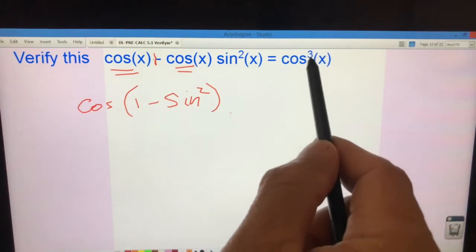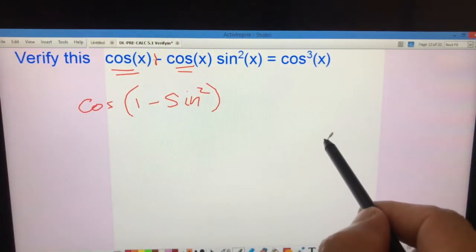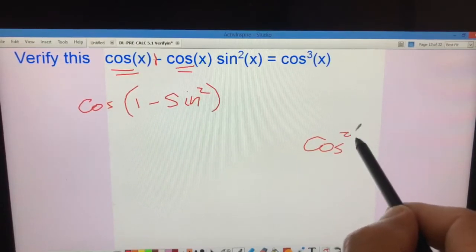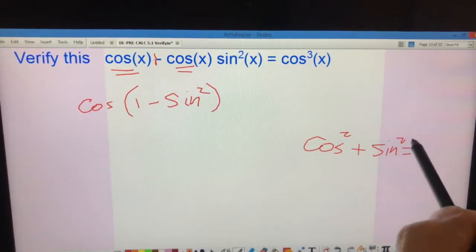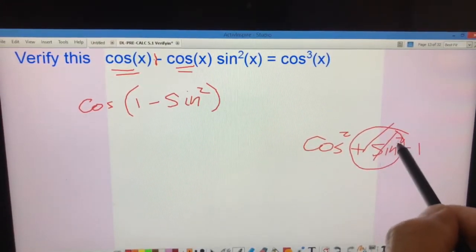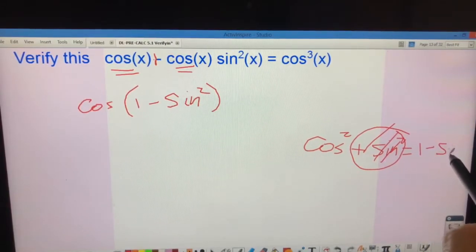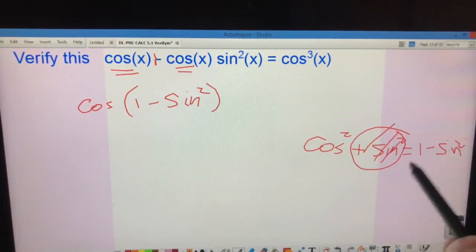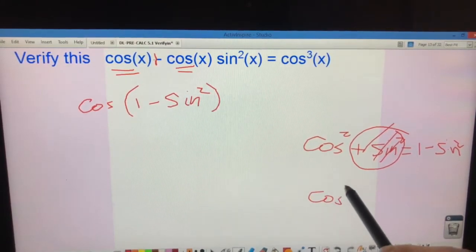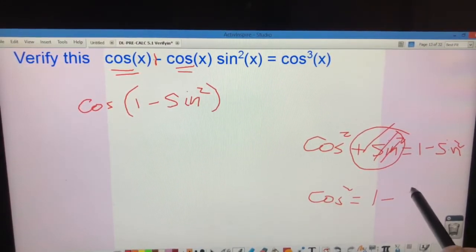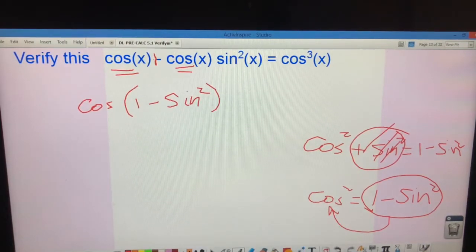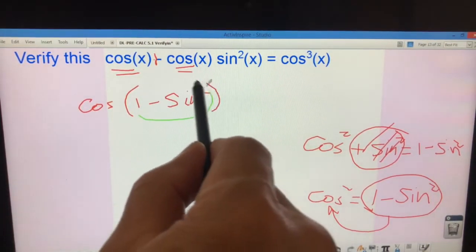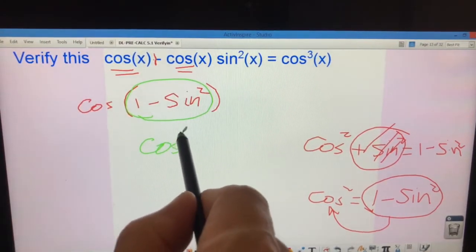Okay, now I'm trying to get here. According to the Pythagorean theorem, it's cosine square plus sine square equals 1. Now if I subtract sine square from both sides, cosine square equals 1 minus sine square, or 1 minus sine square equals cosine square. So that is a fair trade. So I can trade this with a cosine square.